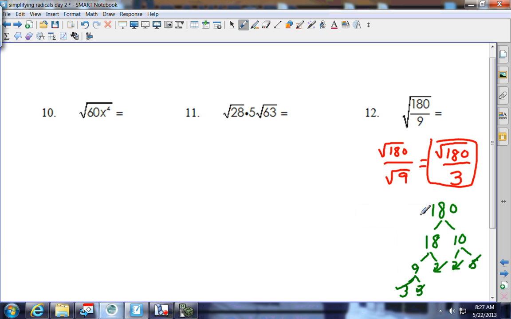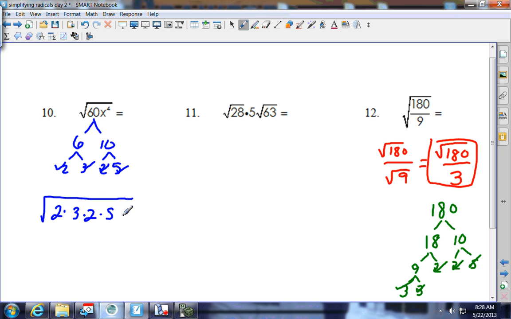Okay, number 10. First, let's look at the number 60. 60 splits up as 6 and 10. Well, this 6 is 2 and 3. That's prime. And then we have 2 and 5. I'll go ahead and put it all underneath the square root sign. We've got 2 and then 3 times 3 times 2 times 5. And then that says x to the 4th. So I've got 1, 2, 3, 4.